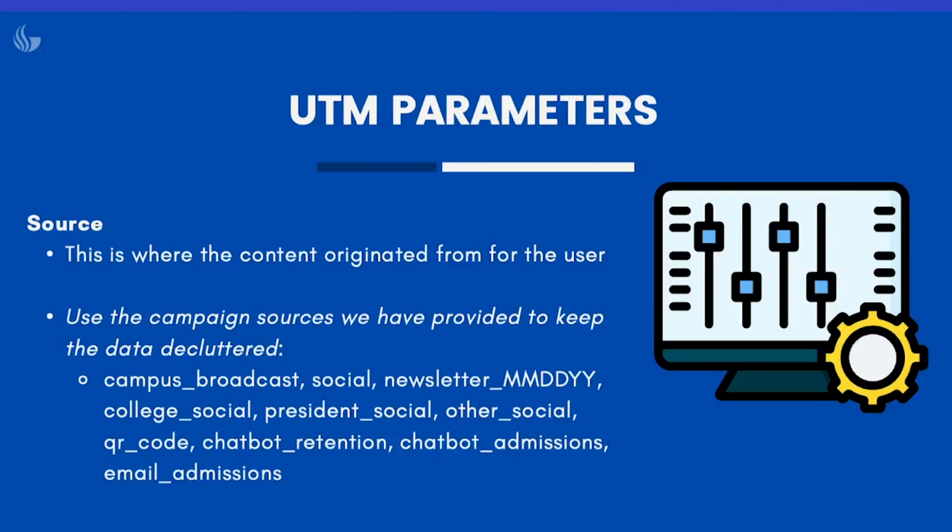I'm also going to send out a document for the UTM guidelines, and we just ask that you use the sources that we give you to make sure the data isn't as cluttered. For example, some sources will be campus broadcasts, coming from social, coming from the newsletter, coming from a different college social. Say, Robinson underscore social, or president social for the president. Say if it's a QR code, a chat bot, or email admission. So you're just wanting to specify where the content originated from so you can know where your user came from for that specific UTM.